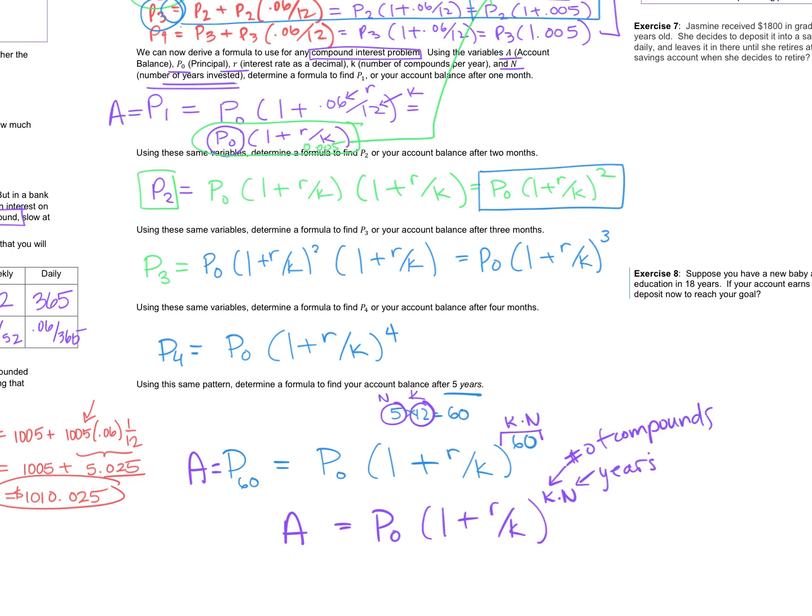And again, this is our interest rate annually that we end up splitting up based on those compounds. And we have P naught being our principal starting amount, and A is our amount after time has passed. Some people call it that future value.